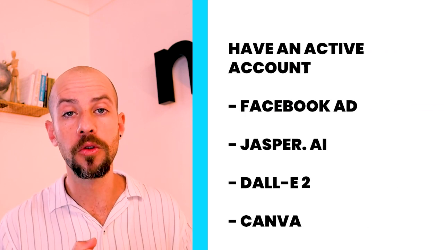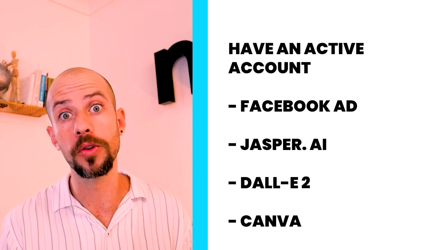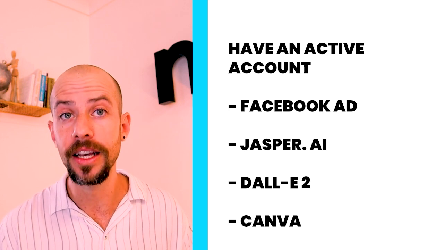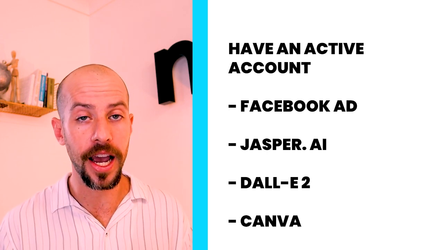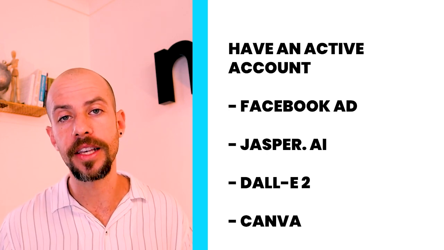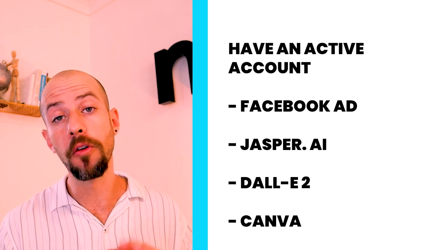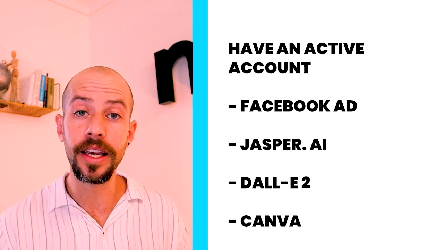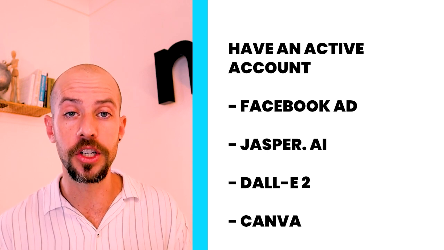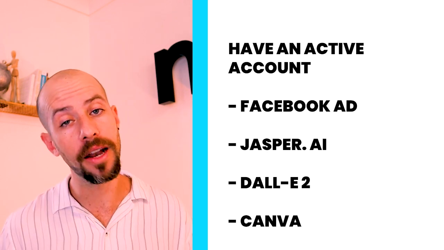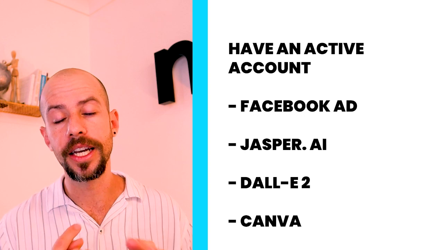So before we start this tutorial, you need to have a few things ready. One, your Facebook ad and Facebook business account set up and ready to post an ad or create an ad. The second thing is to have a Jasper AI account. The third thing is to have a Canva account. And the fourth thing, you need to have your DALL-E account set up for generating images. So again, DALL-E account, Canva, Facebook all set up, and Jasper.